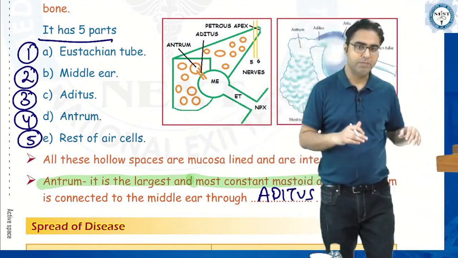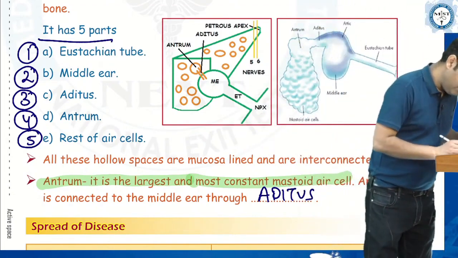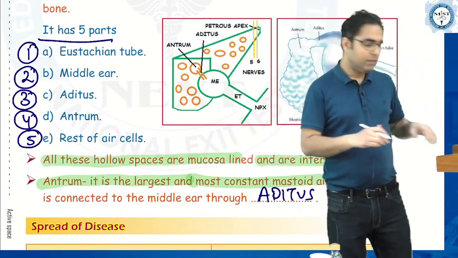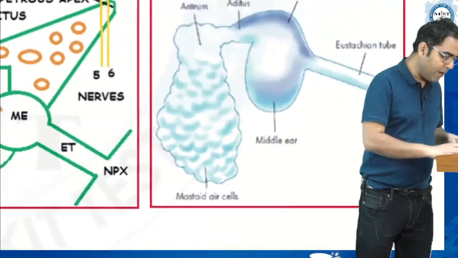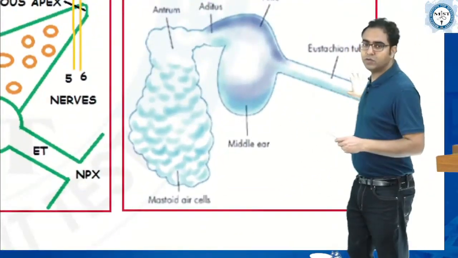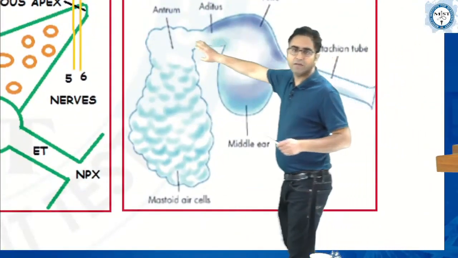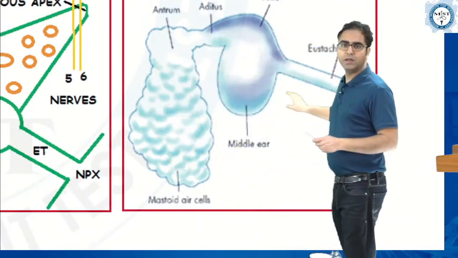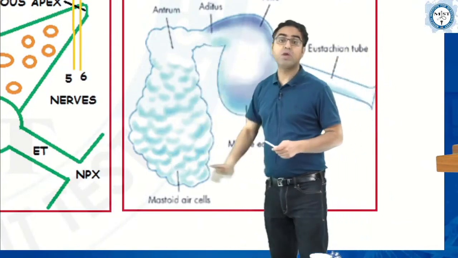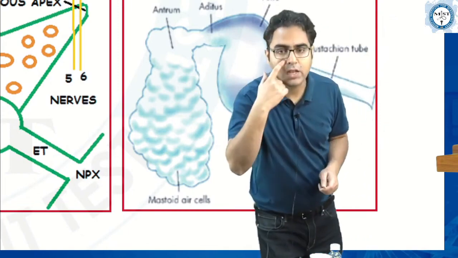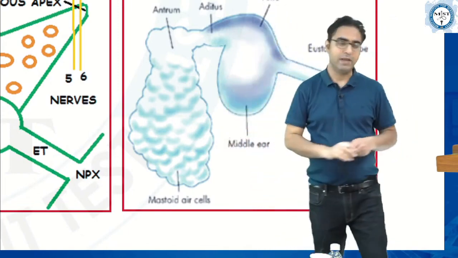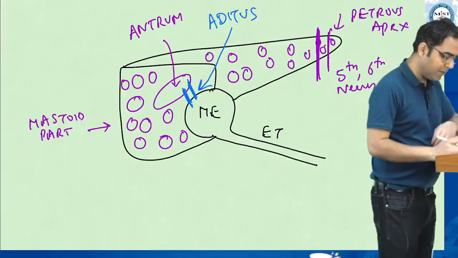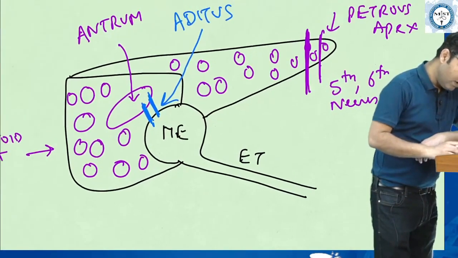Now, next line, read carefully. All these hollow spaces are mucosa lined and are interconnected. These cells are all interconnected as one system: Eustachian tube, middle ear, aditus, antrum, and the rest of the ear cells. Like sinuses are mucosa lined, these cells are also mucosa lined. Look at the screen, everyone. This is your middle ear cleft.